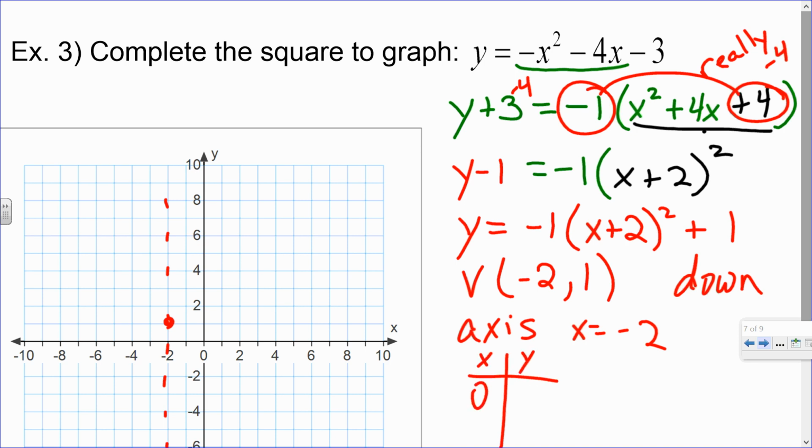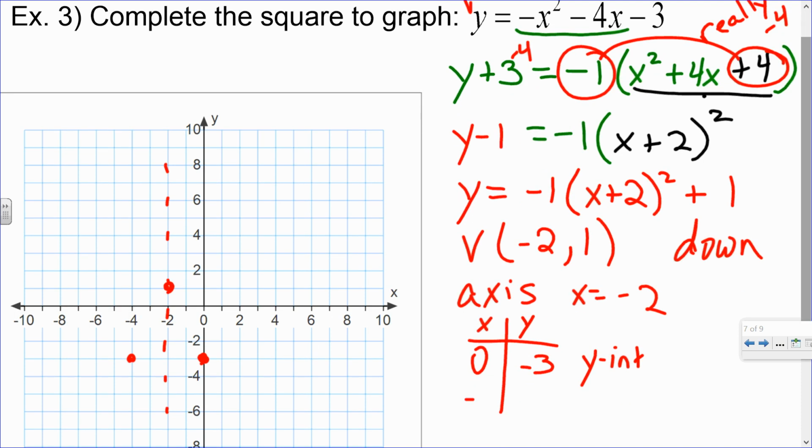So if x is 0, look back through all of the equations. Which one's going to be the easiest to figure out y? The original one, way up here. 0, 0. What's the y-intercept going to be? So that's the y-intercept. 0, negative 3. Do we have a symmetric point? Ava? I see you pointing up there trying to count your boxes. So 1, 2 this way, 1, 2 this way. So negative 4, negative 3 is symmetric.